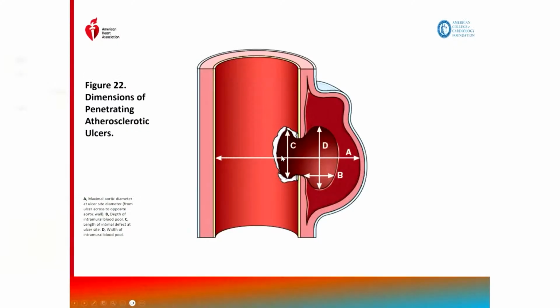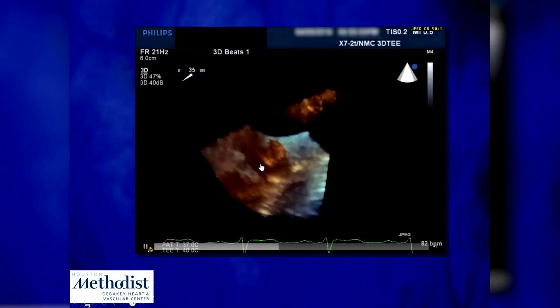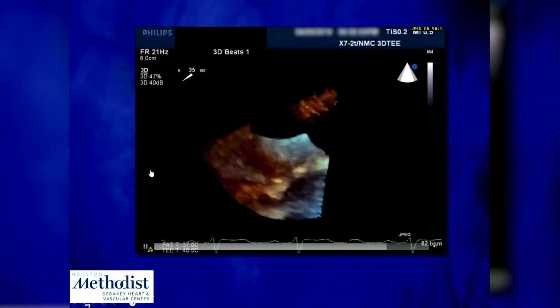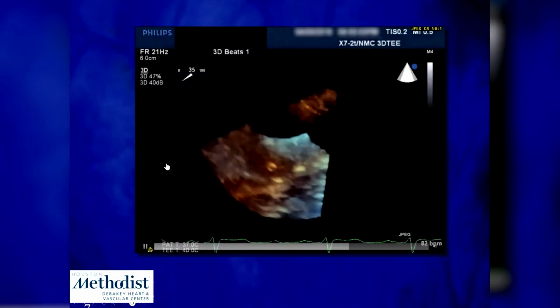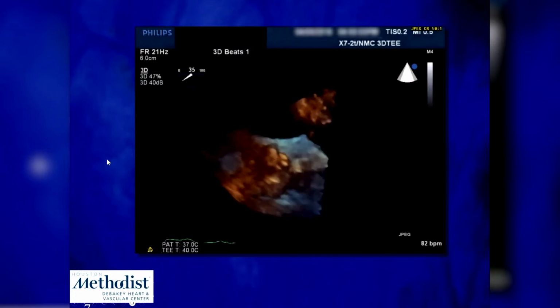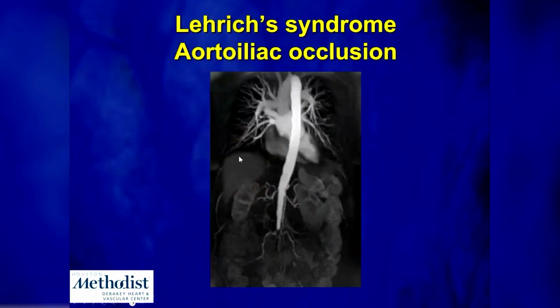Not going to belabor this, but technically we're supposed to provide the maximal aortic dimension, including the ulcer site. We're also expected to get the width, and the length of the intimal defect, along with the depth of the intramural blood pool. This is a patient with a very mobile atherosclerotic plaque. The beauty of transesophageal echocardiography is that it provides you with real-time imaging.